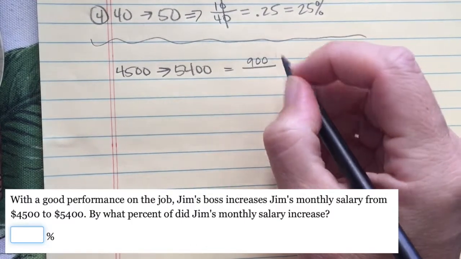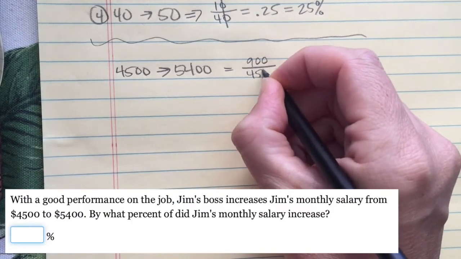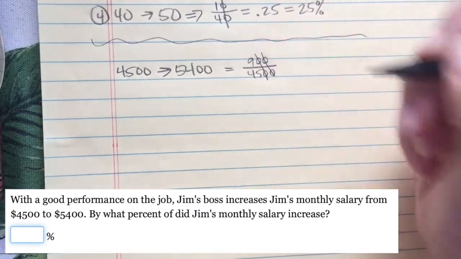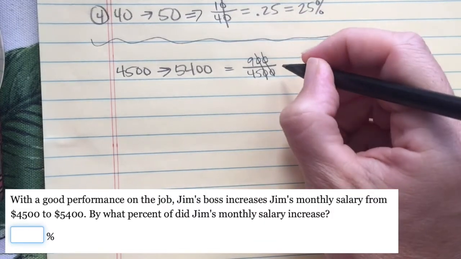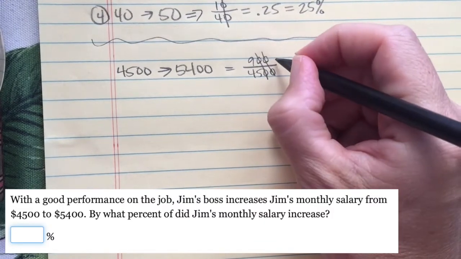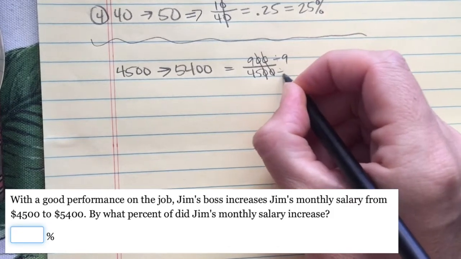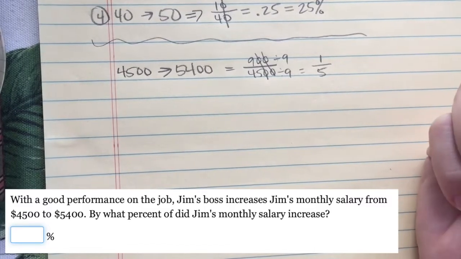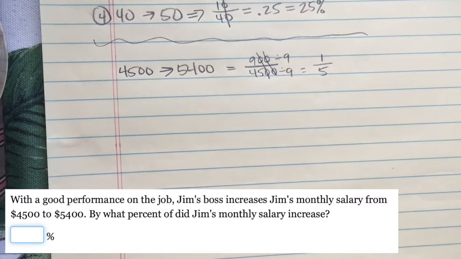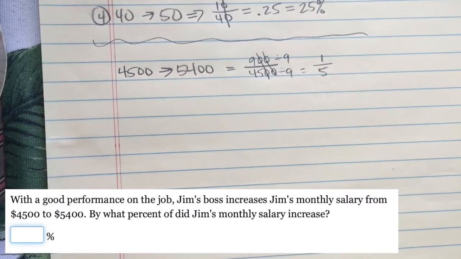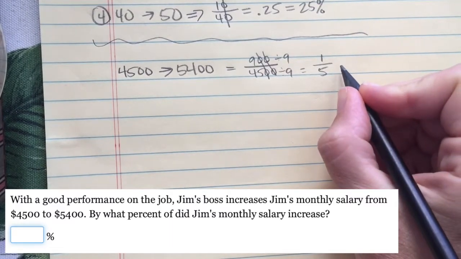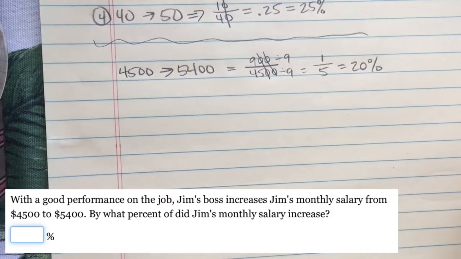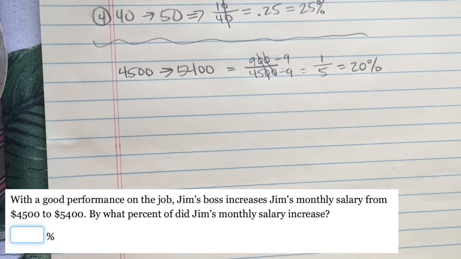The original was 4,500. I'm going to have to do some division here, but before I do, I'm just going to cancel some common zeros. And this is also a fraction that I can reduce. Both are divisible by 9. So 1/5. And if you remember from your handy dandy chart that we made of equivalent fractions, percents, and decimals, you might remember that 1/5 is the same thing as 20%. So that would have been your answer for that first problem.